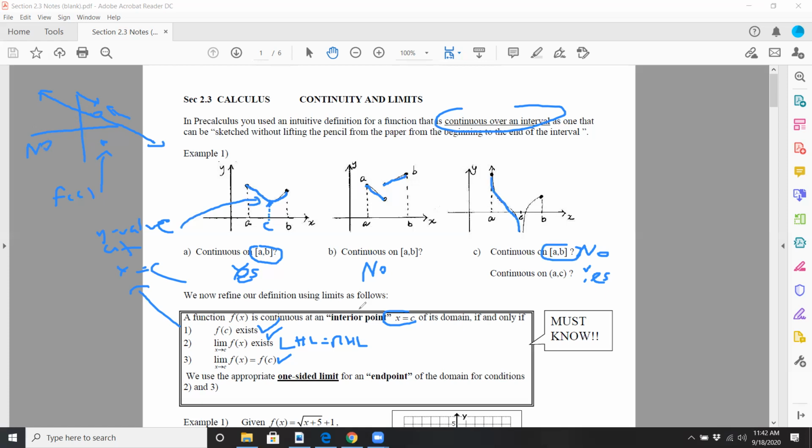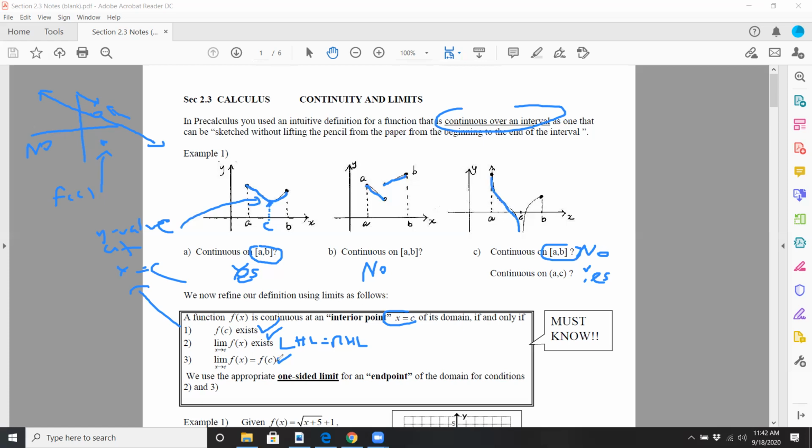So you have to make sure that, hey, can you define f of c? Does the limit exist as x approaches c, so left hand limit equals right hand limit? And of course, do the limit and f of c equal each other?